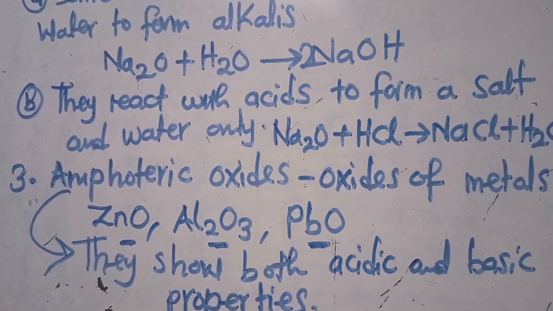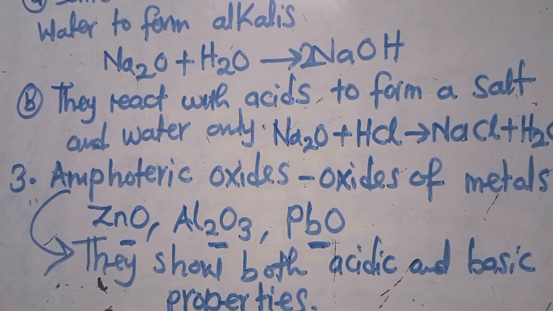When they react with acids, they are going to produce a salt and water. When they react with alkalis, which are bases, they are still going to produce a salt and water only. These are the only products that get to be produced. I guess you are able to understand this.